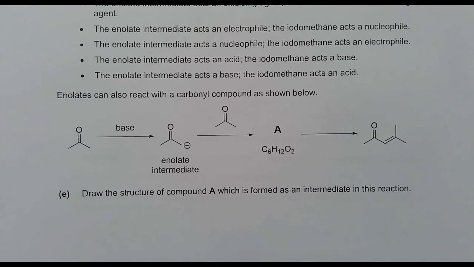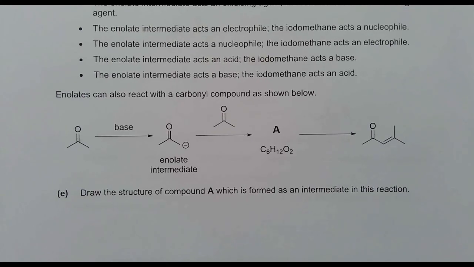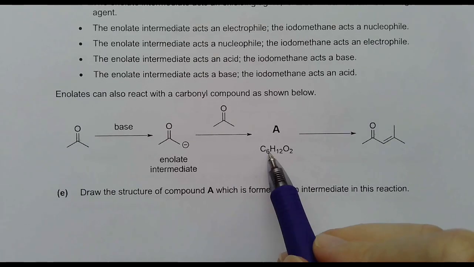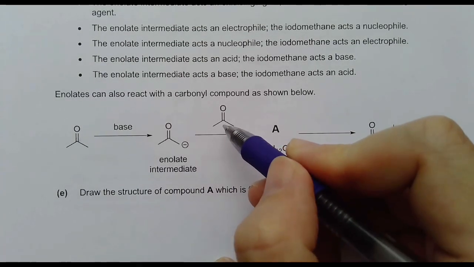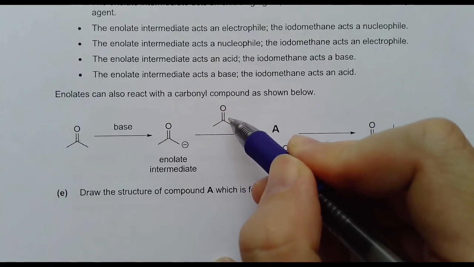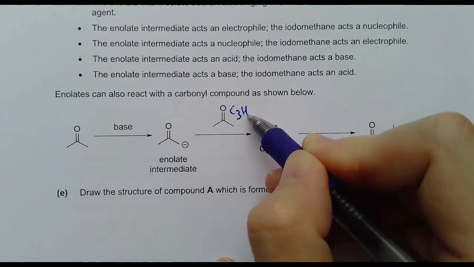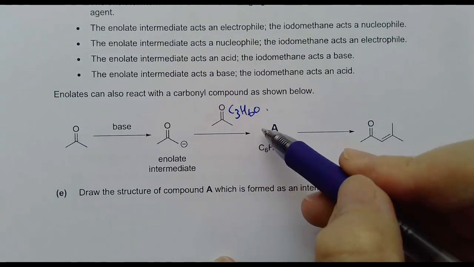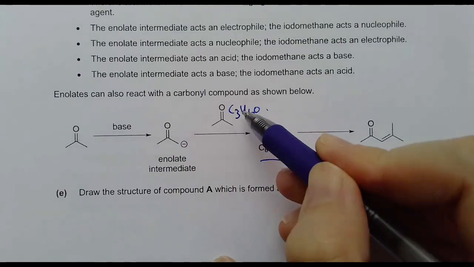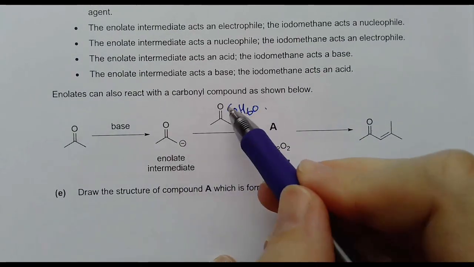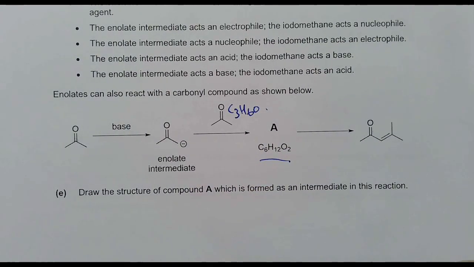Enolates can also react with a carbonyl compound as shown below. Draw the structure of compound A, which is formed as an intermediate in this reaction. So, what's happening here? Well, the molecular formula of this here is C3H6O. And the molecular formula of A is just twice that. So these are two added together.